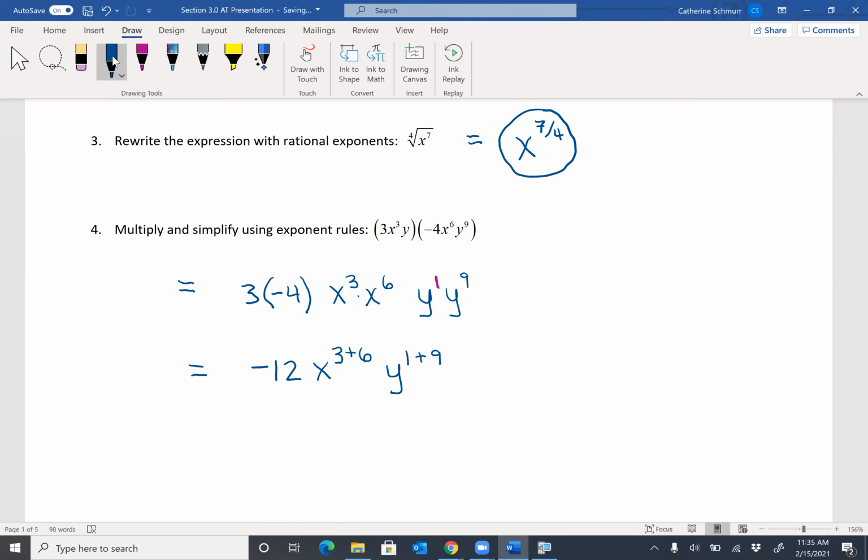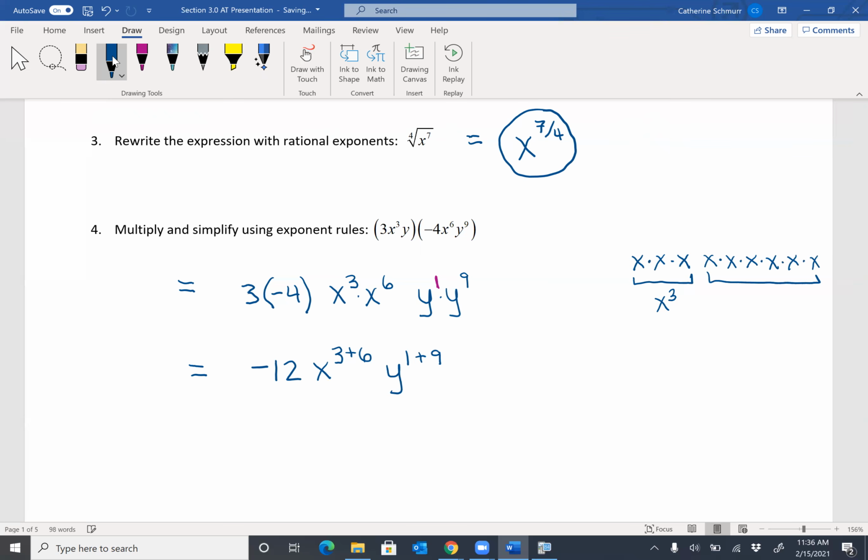Now the reason that addition rule works when you have the same base is you think about x to the 3rd is x times x times x. So that's my x to the 3rd. X to the 6th is x multiplied by itself 6 times.